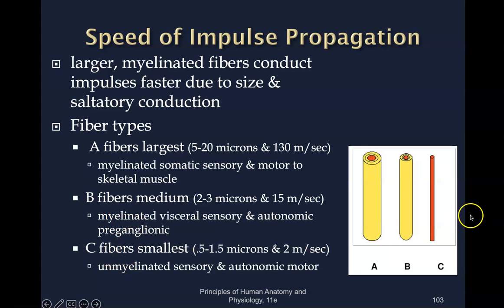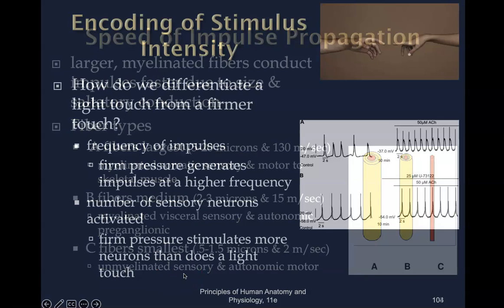And then C fibers are going to be the smallest ones, and these ones are going to be unmyelinated. So this is going to be your slowest fibers. This is going to be your unmyelinated sensory, as well as your autonomic motor. Okay, so unmyelinated sensory, a lot of times this is going to be with things like your special senses and stuff.